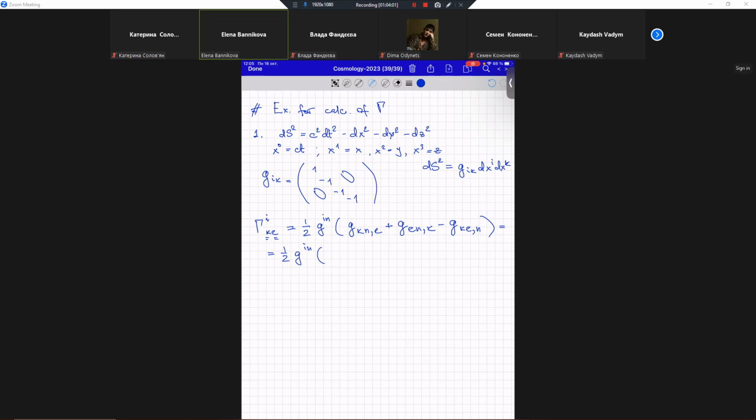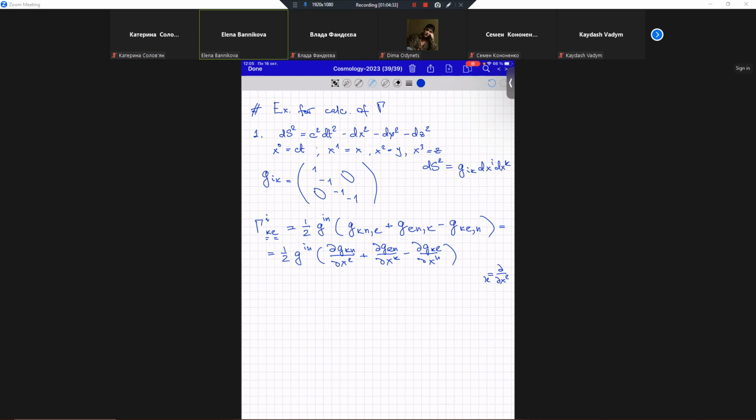Or if you would like to write it, it's the same: it means ∂g_{kn}/∂x^l plus ∂g_{ln}/∂x^k minus ∂g_{kl}/∂x^n. So this is the same. Just to remind that this comma which we have means, for example, the derivative ∂/∂x^l.